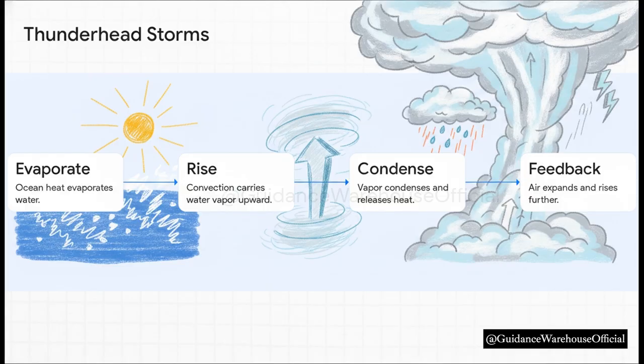Fourth, that sudden, massive release of heat warms the surrounding air, causing it to expand, become less dense, and shoot upward even faster. It creates this relentless, towering positive feedback loop that generates massive storms and even hurricanes.